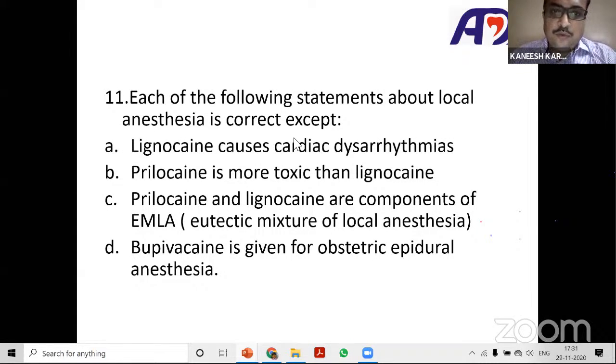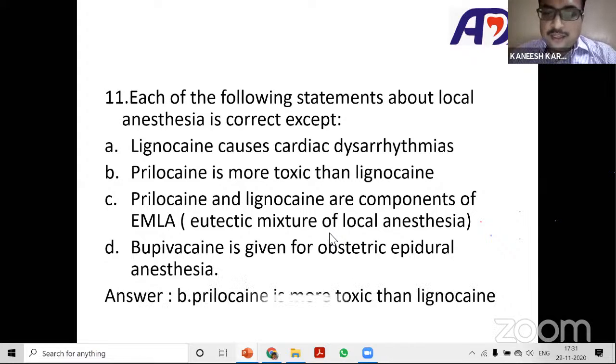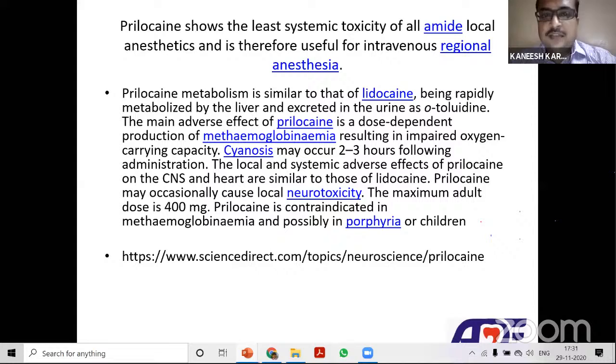Here, there are two keywords: "each of the following statements about local anesthesia is correct except." That means you have to find the statement which is false. That is, prilocaine is more toxic than lignocaine. That is the false statement. Answer is B. Prilocaine is less toxic than lignocaine. We just saw, no, in a hypertensive patient, prilocaine is used. So prilocaine is less toxic than lignocaine. Of course, there is a common toxicity of prilocaine, that is methemoglobinemia, but still it is less toxic than lignocaine.